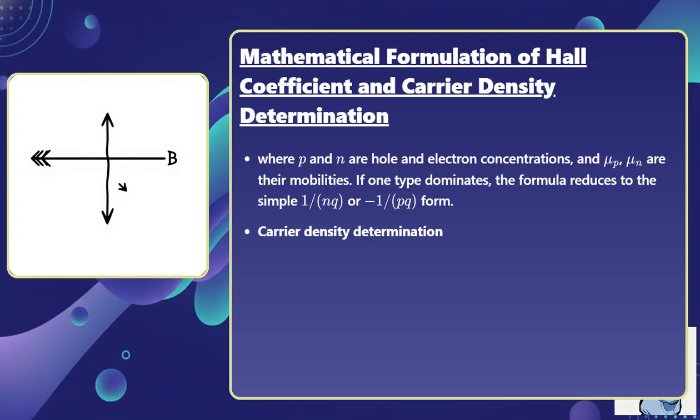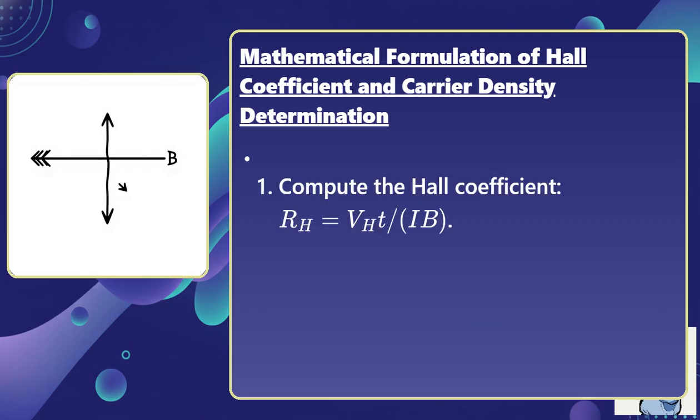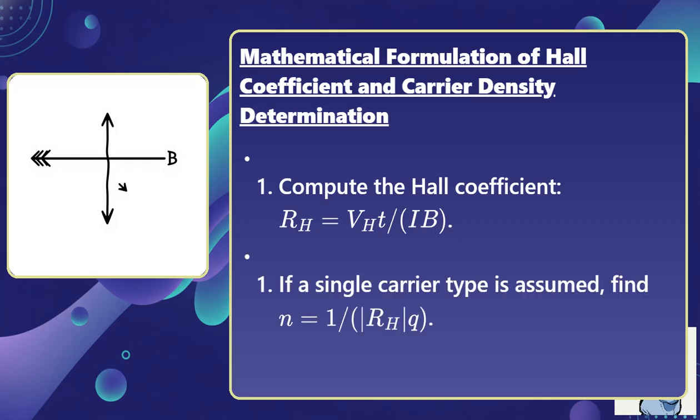Carrier density determination. Step 1. Measure the Hall voltage V_H for a known current I, magnetic field B, and sample thickness T. Step 2. Compute the Hall coefficient. R_H equals V_H times T divided by I times B. Step 3. If a single carrier type is assumed, find N equals 1 divided by the absolute value of R_H times Q.